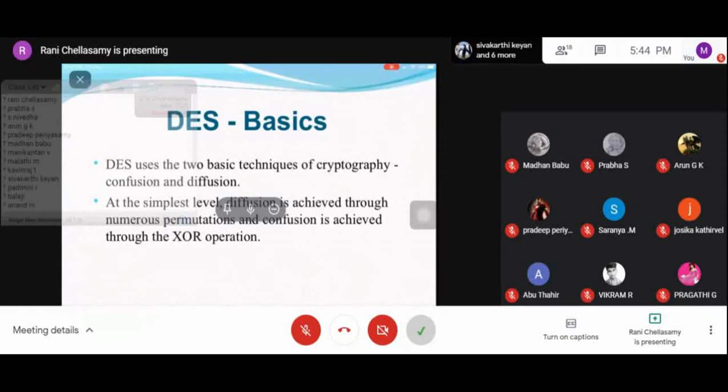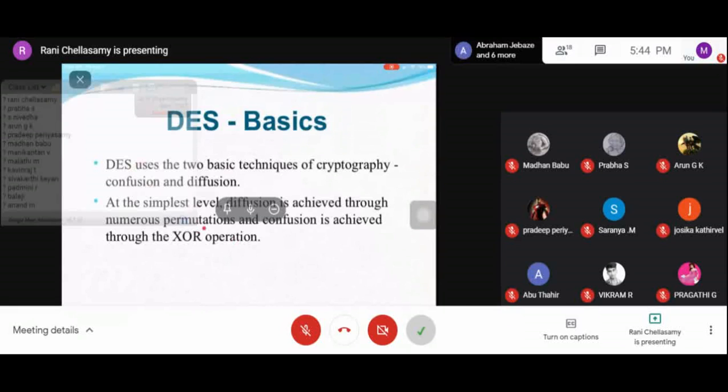So substitution and transposition. Okay. At the simplest level, the diffusion process is achieved through permutation calculations, and confusion is achieved through the XOR operation. So please make a note of this. These two techniques are used, confusion and diffusion. Diffusion we are going to do with the permutation calculation, and confusion we are going to do with the XOR operation.